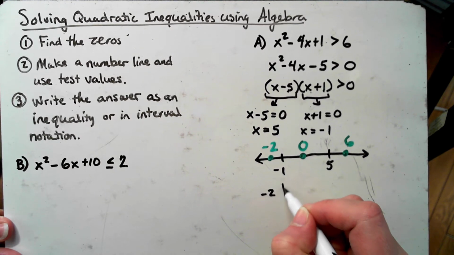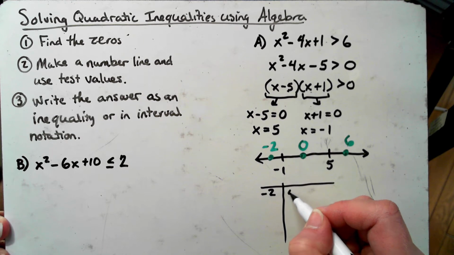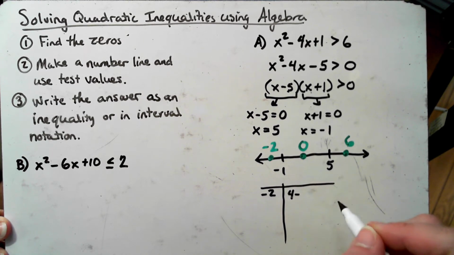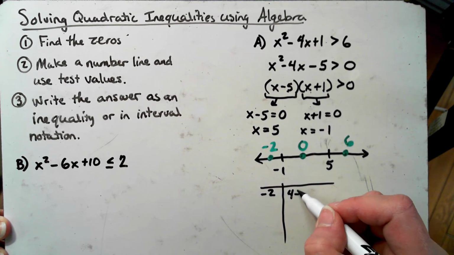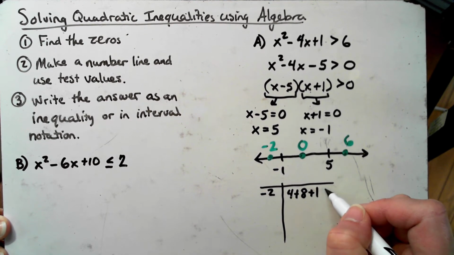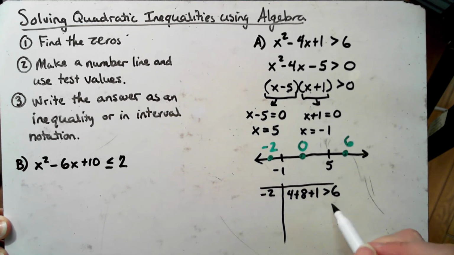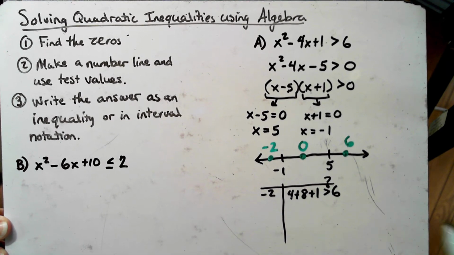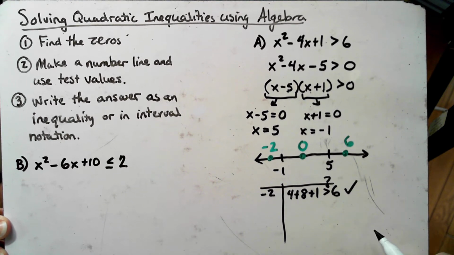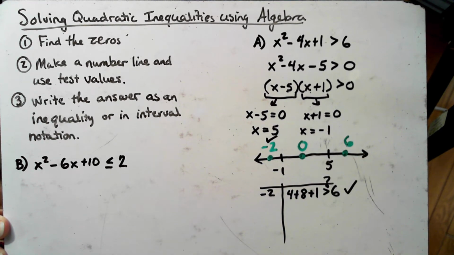So for negative 2, if I put that in, I'm going to have negative 2 squared, which is 4, minus 4 times negative 2, which is negative 8, so 4 plus 8, and plus 1. And I have to check to see, is it greater than 6? So that's the big question. Is it greater than 6? Yes, it is, because this adds to 13, and 13 is greater than 6. So this side does work.